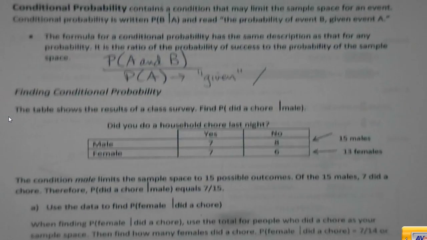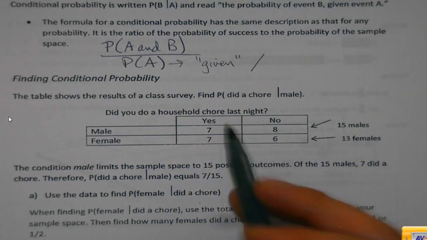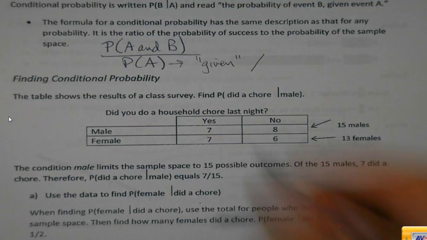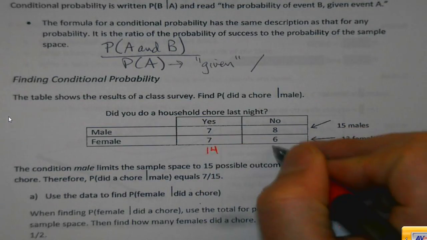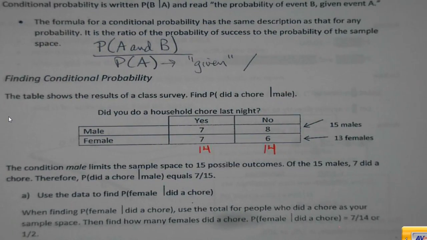So for instance, our first example, a table shows the results of a class survey. Okay, find the probability someone did a chore given it was male. So what we typically had been doing, and they did the totals on the males and females for me, is I total up my rows and columns. And then I start looking to see, okay, how does this work? And I'm not going to follow theirs on the bottom. I'm going to do my own.